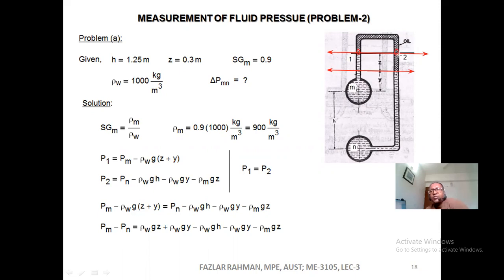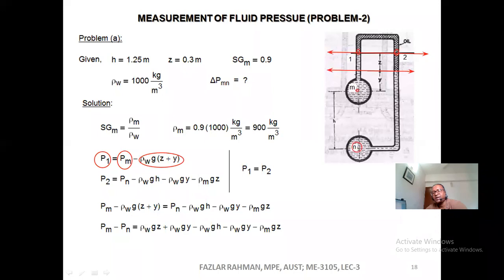So let's figure out point 1. Point 1 is attached to tank M. So if tank M has a pressure PM, I can say P1 equals PM. Then from this point, you are moving upward, right? That means the value will be negative. So minus rho water G, and what is the height? Y plus Z. Height is Y plus Z. So this is P1.